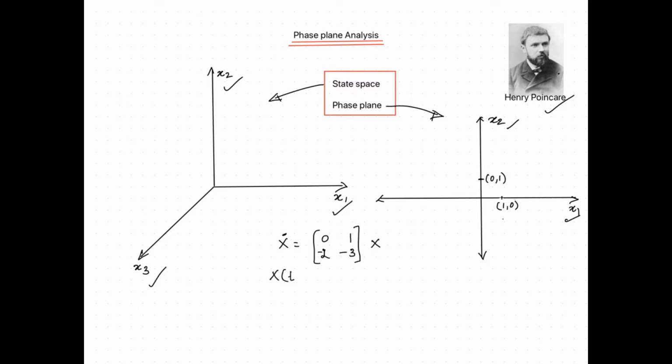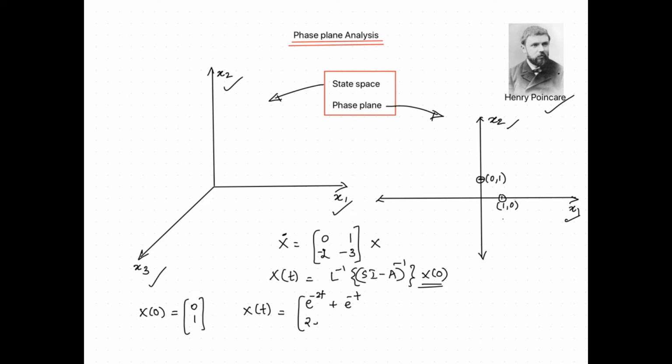Its solution can be written as x of t is equal to Laplace inverse of (sI minus A) inverse into x of 0. We can see that the solution depends on x of 0. Now let us assume we have two initial conditions. One is 1, 0 and another is 0, 1. For an initial condition x of 0 equal to 0, 1, we get the solution as e raised to minus 2t plus e raised to minus t, 2 e raised to minus 2t minus e raised to minus t.